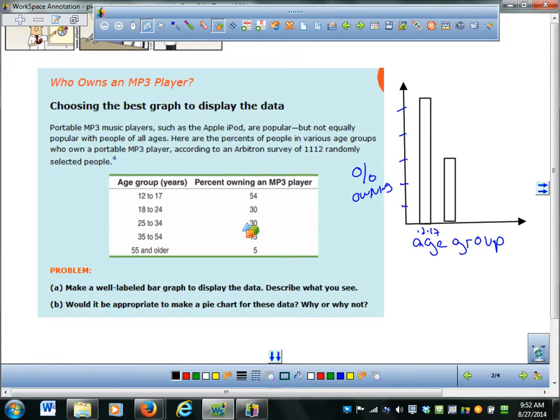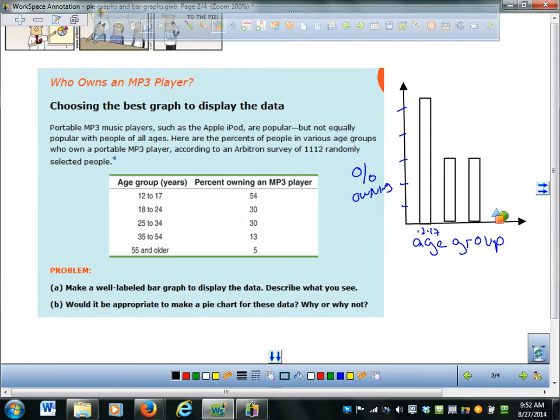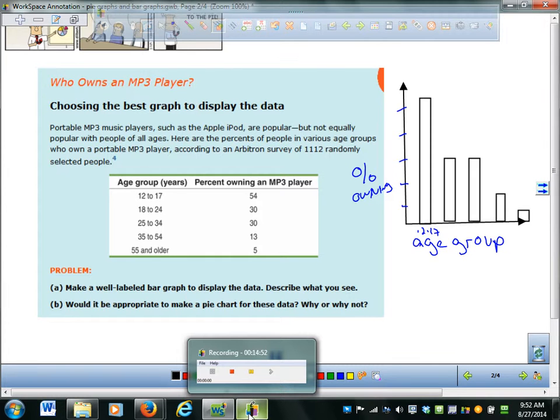And then I'd go 25 to 34, and that's the same height. Okay? And then I'd go 35 to 54, and that goes up to 13, about there. And then I have 55 and older. I'm not quite that old, but I'd fall into that category.